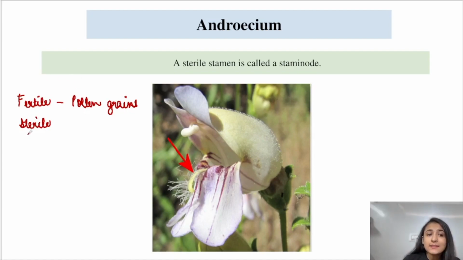But in sterile stamens, what happens is pollen grains are not produced. These are certain abortive stamens. Okay, they are known as staminodes.